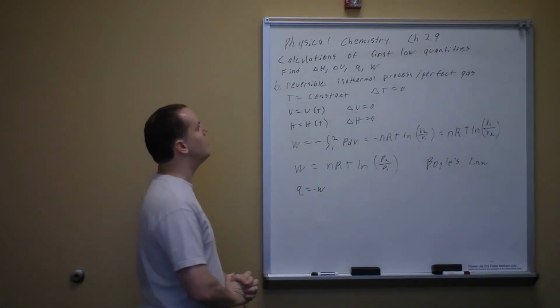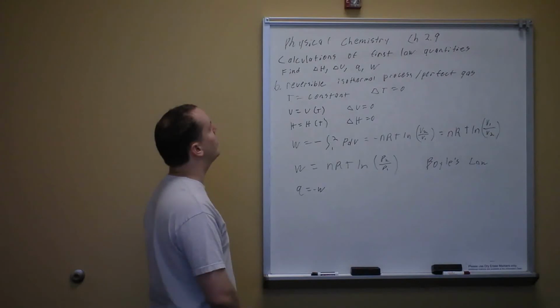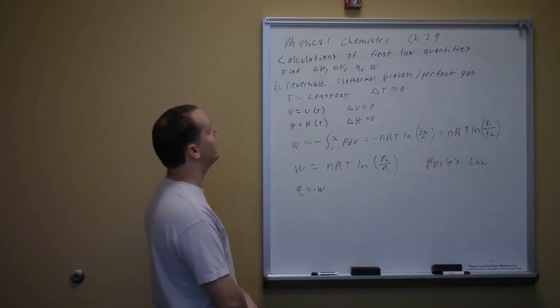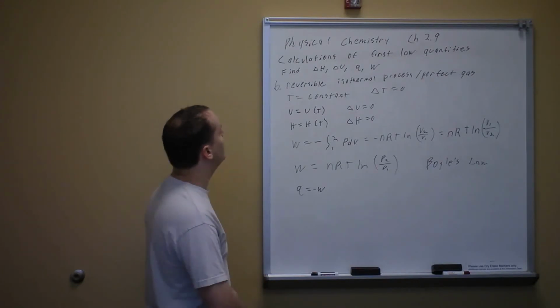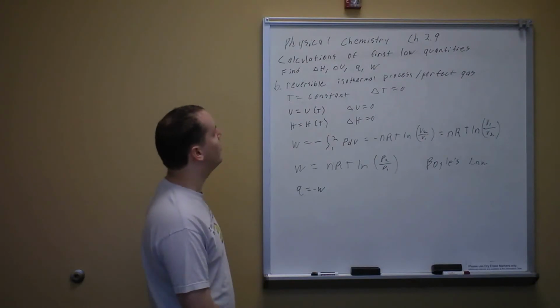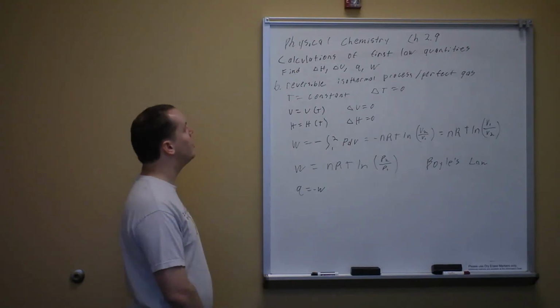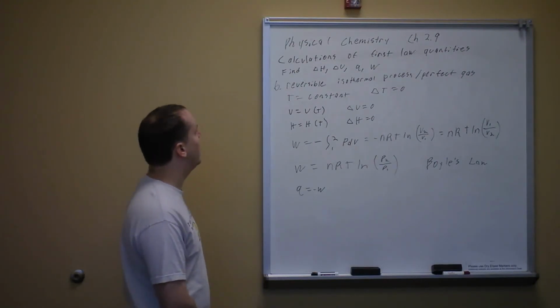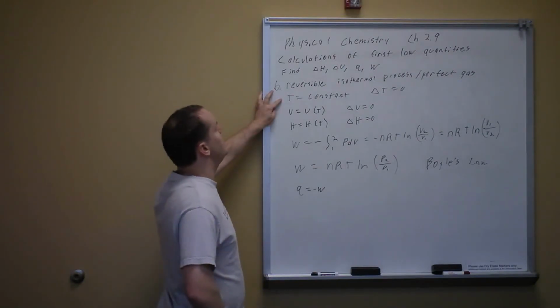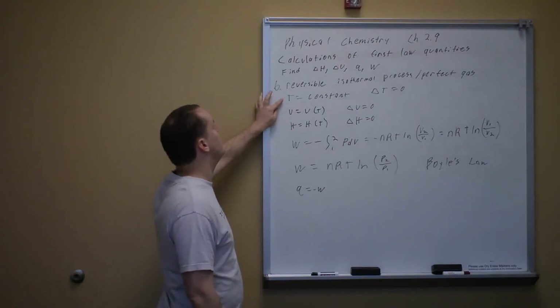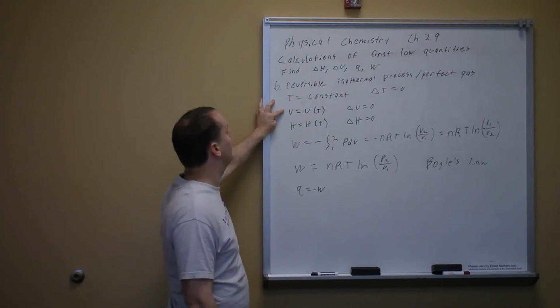Okay, continuing on, chapter 2.9 of physical chemistry, we're calculating first law quantities of different processes. We're going to talk about reversible isothermal processes now for a perfect gas. We already did that last section. I'm just going to add a couple things here. So we know T is equal to constant. Well, T is constant, therefore delta T is equal to 0.